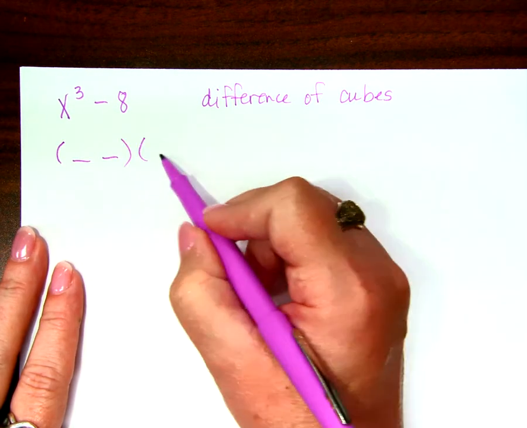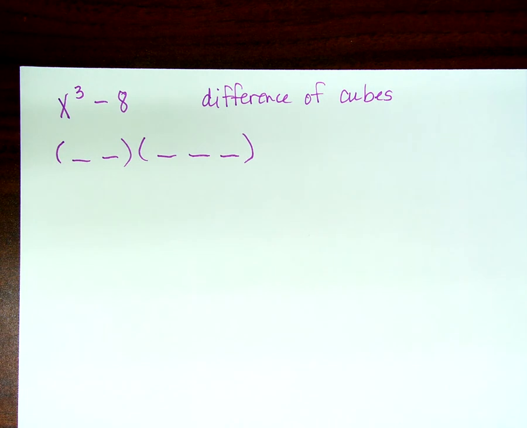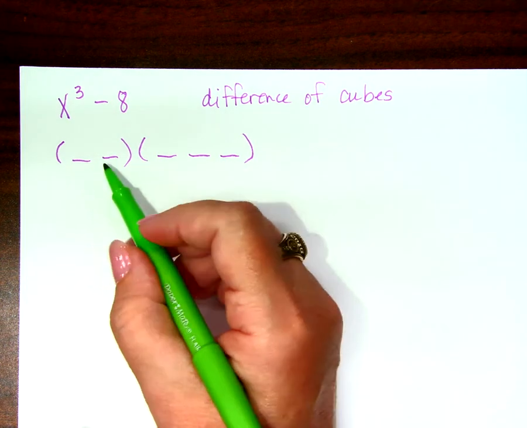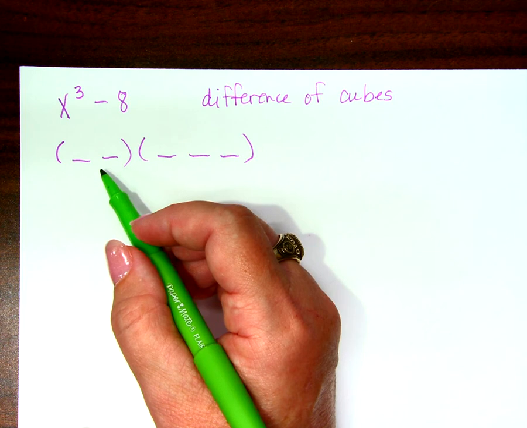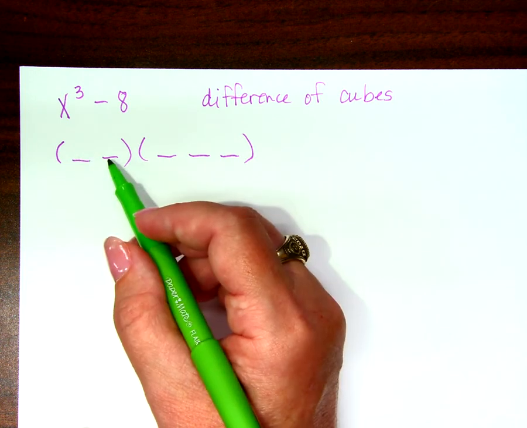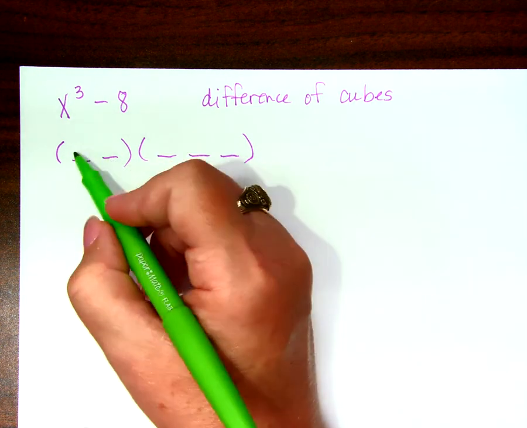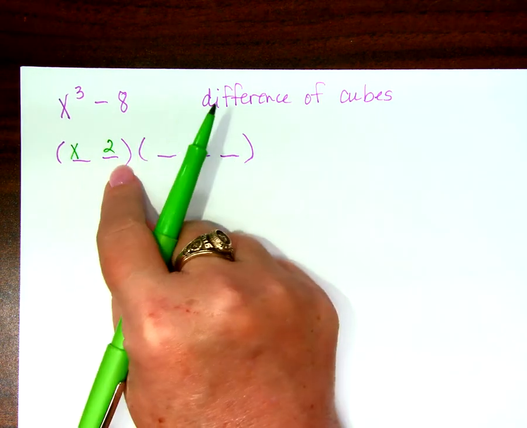Binomial, trinomial. What do you think goes in the binomial? What's your guess? X and which would be what? So X and 2. That's correct. Where did we get those two numbers again?